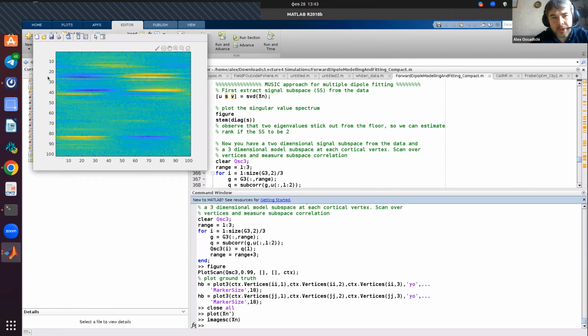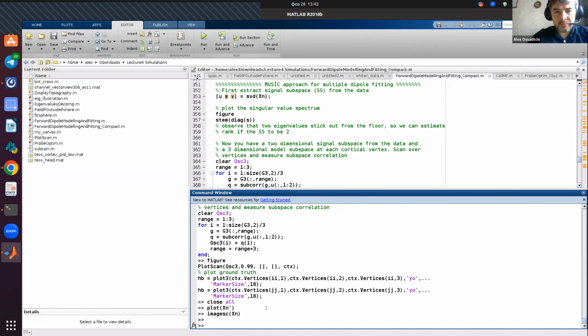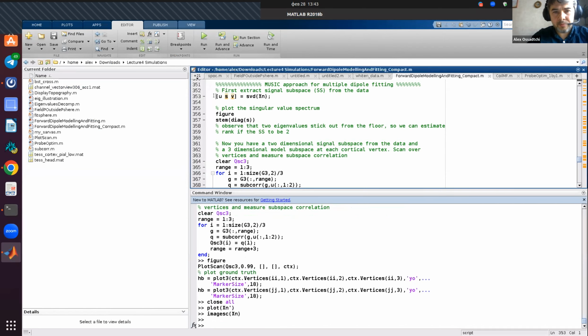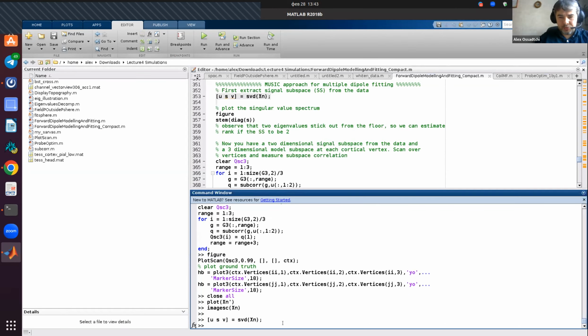They're color coded. Each row is a channel. The intensity of the channel is coded with color. The warm one is positive. The cold one is negative. Okay. So now you take your data and you do SVD of your data. And now see what you do.